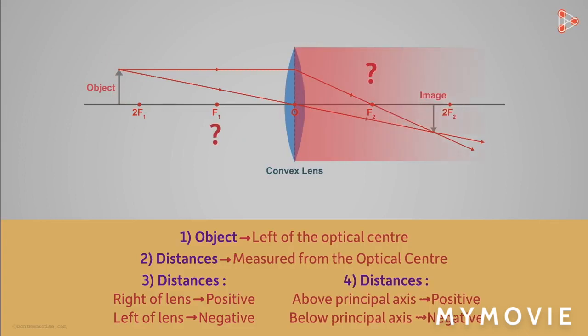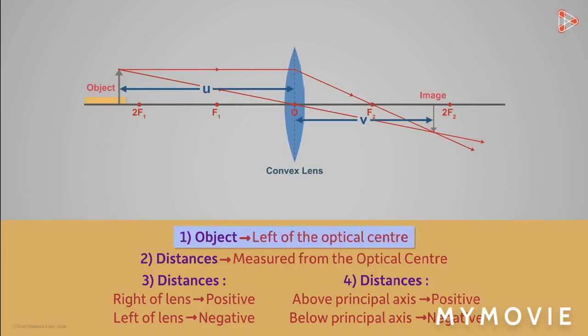And what do we measure to the right and the left of the optical center? Yes, the positions of the object and the image. But according to the first sign convention, the object is always kept to the left of the optical center. This means that the object's distance from the lens will always be negative. But the image distance could be positive or negative depending on its position.